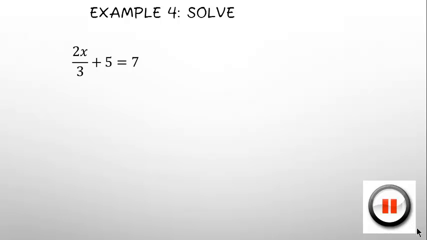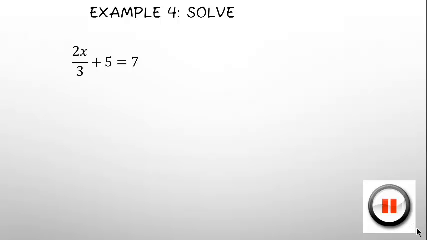Okay, example 4, solve. 2x divided by 3 plus 5 equals 7. Okay, we might have a few extra steps here, but we'll just take it one step at a time. So we want the number that is not attached to the x. So the 2 is 2 times x, and then you've got 3, 2x divided by 3. Or we can think of it as 2/3 times x plus 5 equals 7.